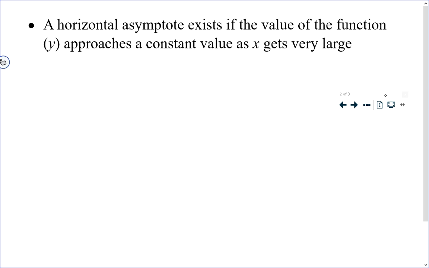So to begin with, a horizontal asymptote is something vertically that the function approaches as x gets very, very large. A horizontal asymptote exists if the value of y, which is a vertical measurement of the function, approaches a constant value as x gets very large. The key word here is approaches.